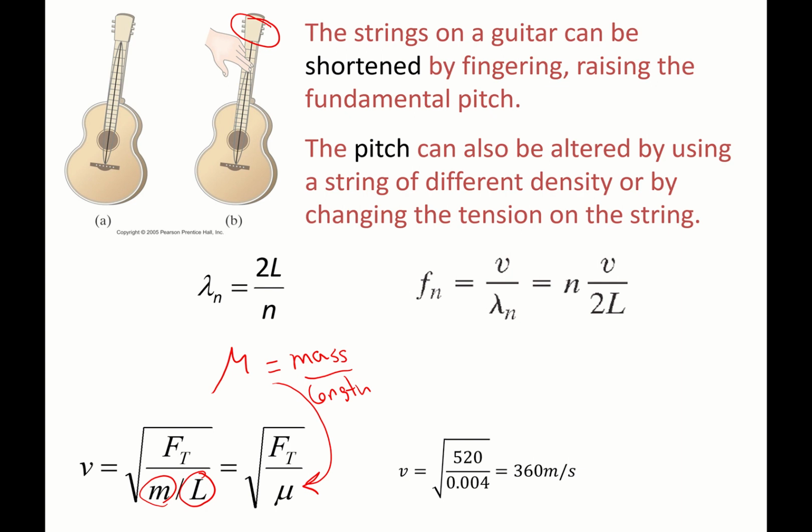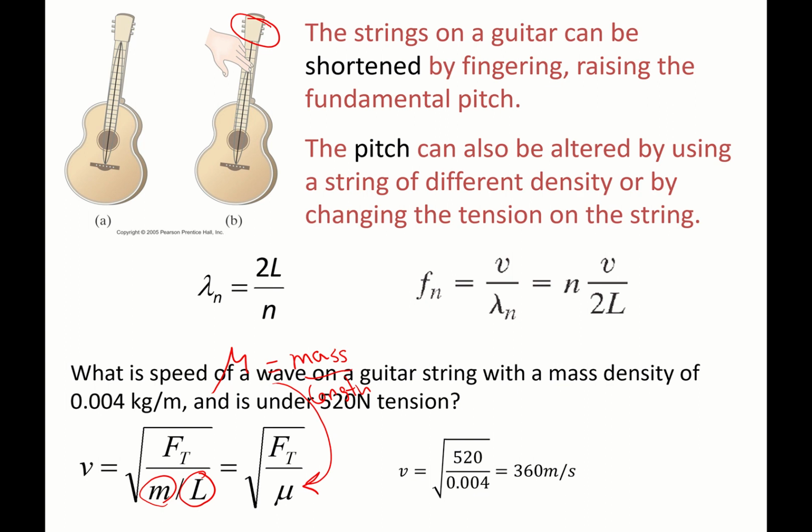Okay, so for example, if I said, what's the speed of a wave on a guitar string that has a mass density, which is mu, of 0.004 kilograms per meter, and it's under 520 Newton tension, I'll just put in V equals the square root of the tension over mu, so 520 divided by 0.004, and I get 360 meters per second for the speed. And that seems quite fast, but remember the speed of sound in air is about 340 meters per second.